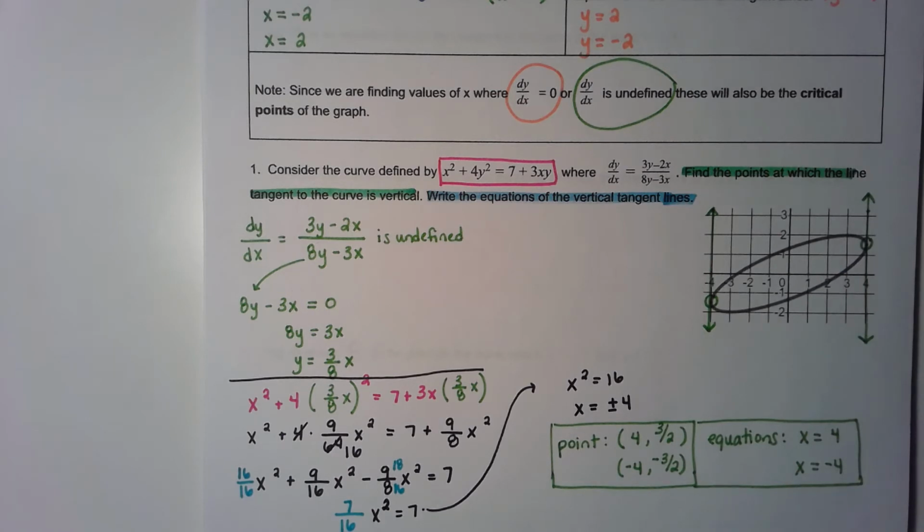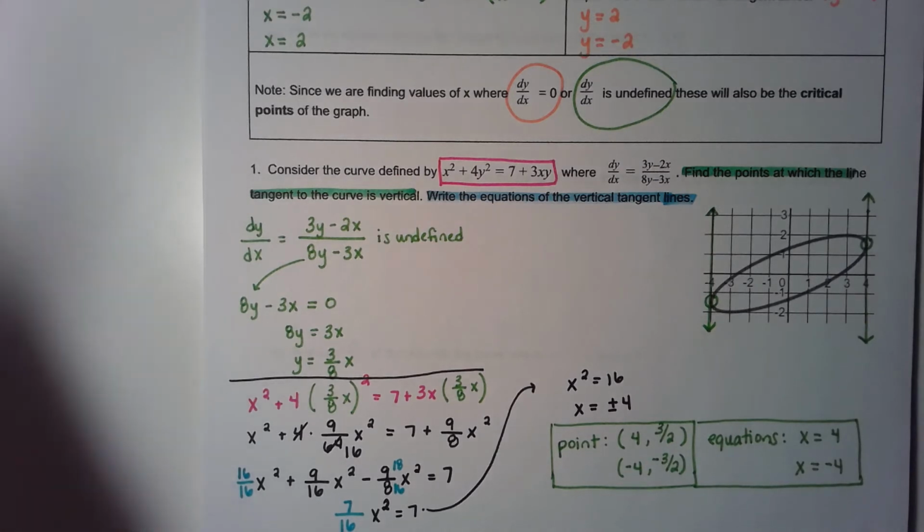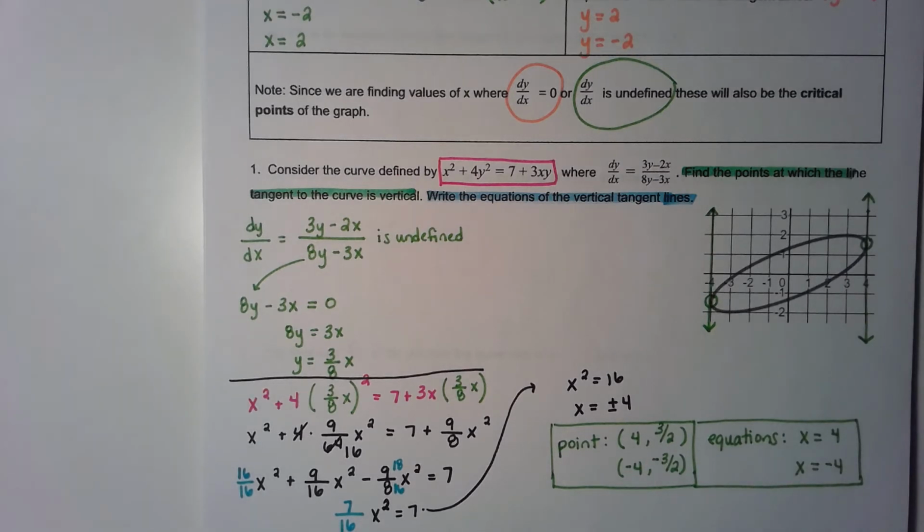So if you could graph it, which again on the AP test, they're not necessarily going to provide you with a graph. But if you could graph it, it makes sense visually why you would get those values.